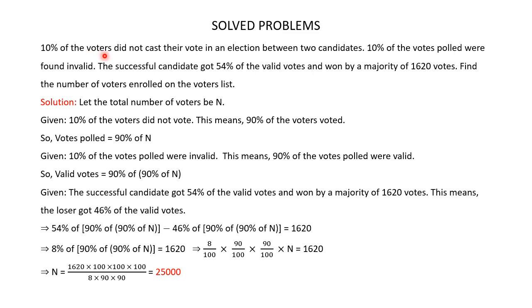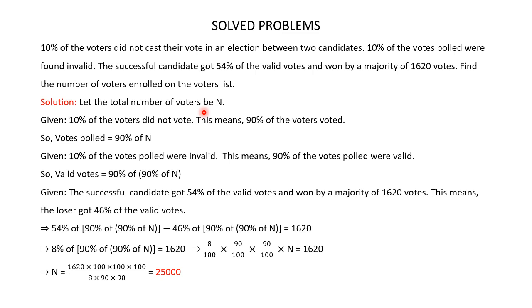10% of the voters did not cast their vote in an election between two candidates. 10% of the votes polled were found invalid. The successful candidate got 50% of the valid votes and won by a majority of 1,620 votes. Find the number of voters enrolled on the voters list. So here, first we have to find the total number of valid votes. To do that, we have to know the total number of voters in the election, but we do not know the total number of voters in the election. So let's assume that the total number of voters is n.